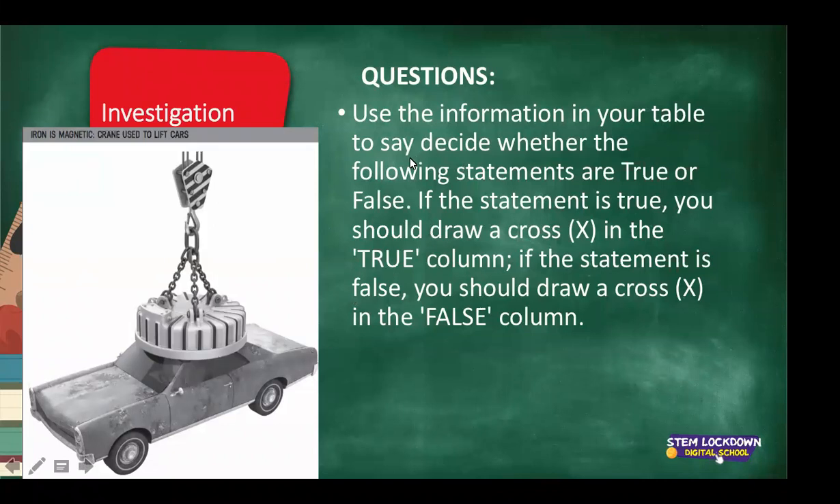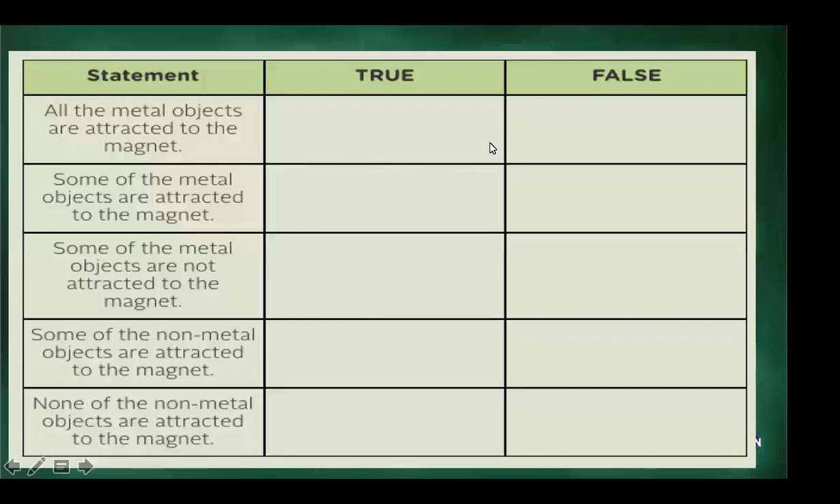Okay. Then the question is, use the information in your table to decide whether the following statement is true or false. If the statement is true, you should draw a cross in the true column, of which I'm going to show you another table. If a statement is false, draw a cross for false. Then I'm going to show you another one. Good. Basically, we are going to have two tables. There was the first table that you saw on the other slide.